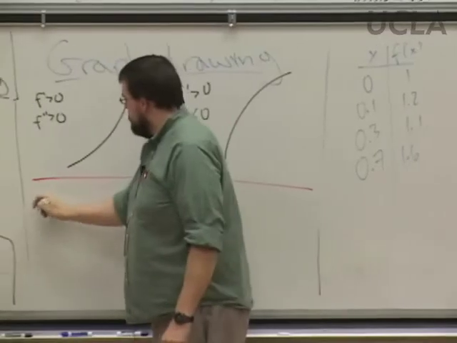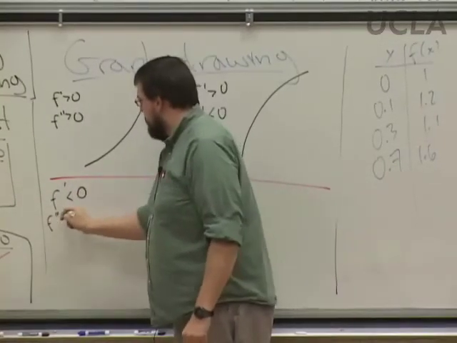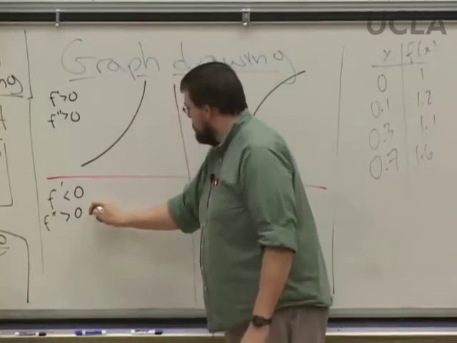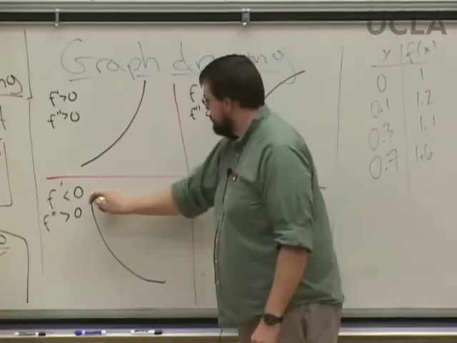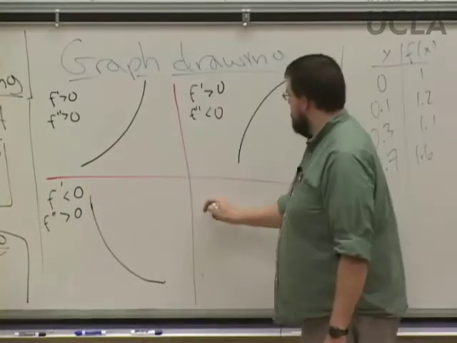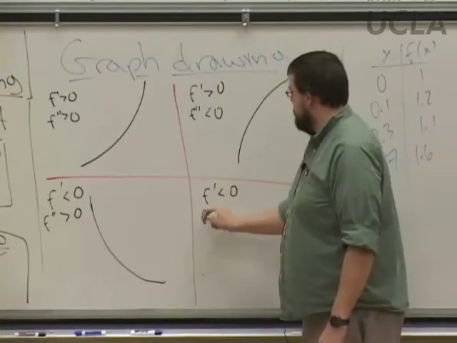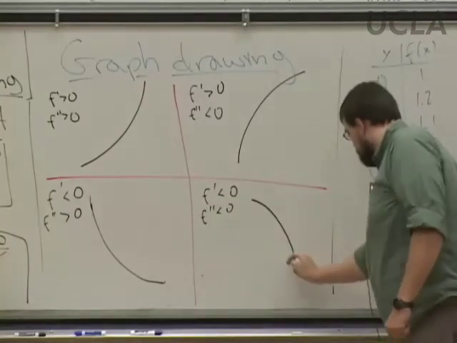And of course, I could do the derivative is negative, so we're decreasing. And the second derivative is positive. So if the derivative is negative, second derivative is positive, that says my curve looks something like this. And not many things left. The first derivative is negative, and the second derivative is negative. That says my curve is doing something like this.